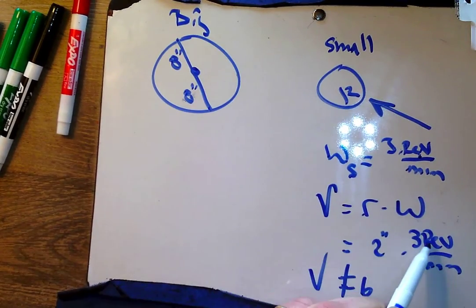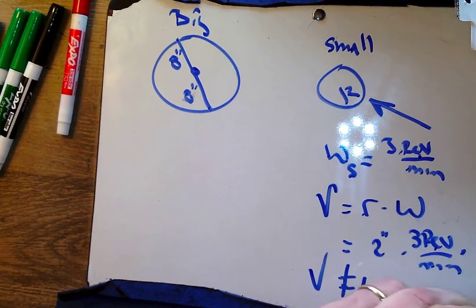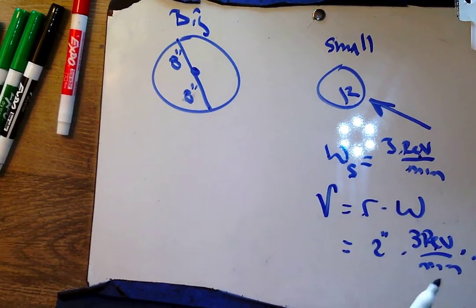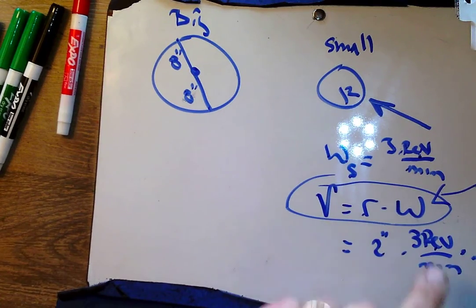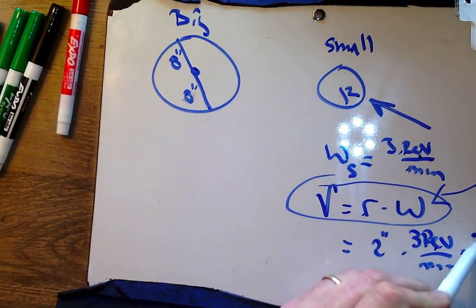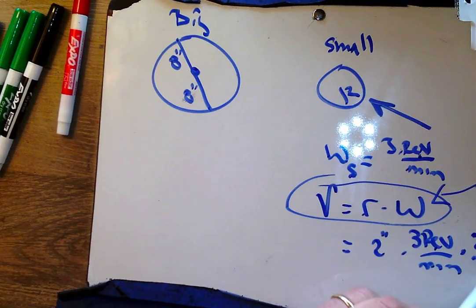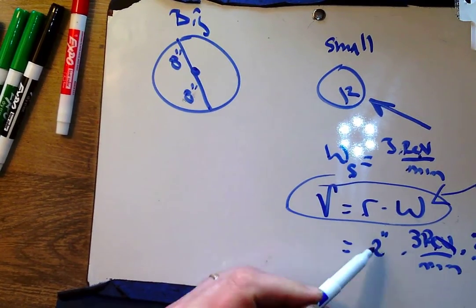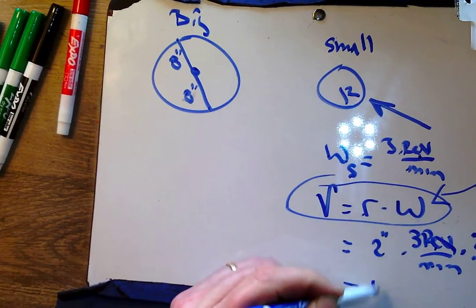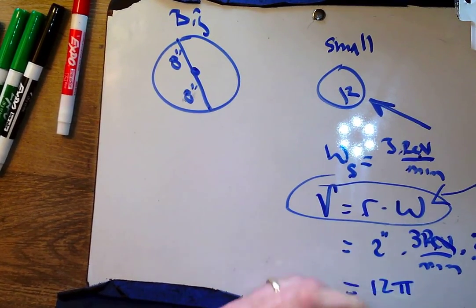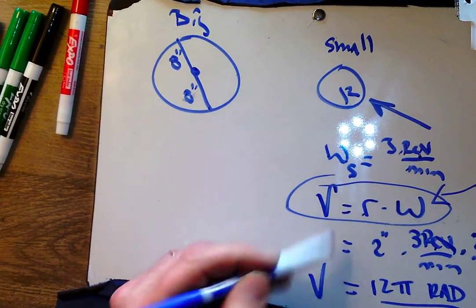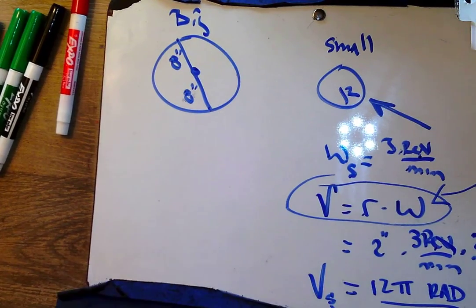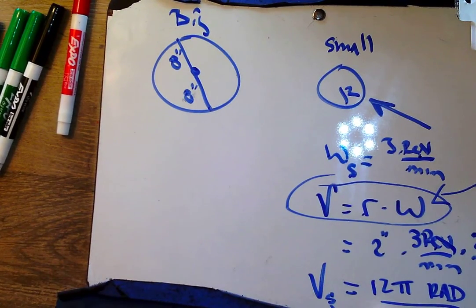And the answer is because these are revolutions and not radians. You have to convert. Nobody's going to tell you to convert. You have to know to convert. This formula requires that angular velocity to be in radians. What was our conversion factor? 2 pi radians over 1 revolution. So yes, 6 times 2 pi, or 12 pi radians per minute is the linear velocity of the small one. And of course, if you want to decimalize it, that's fine.